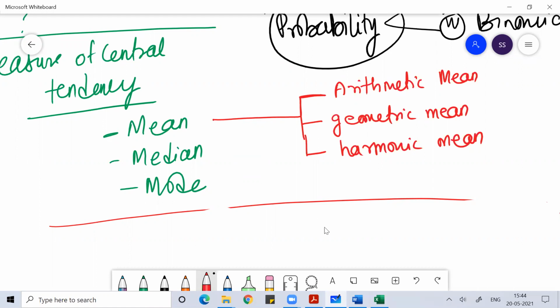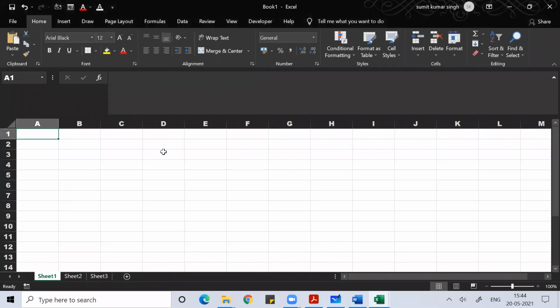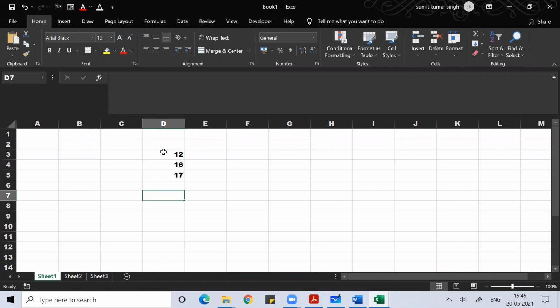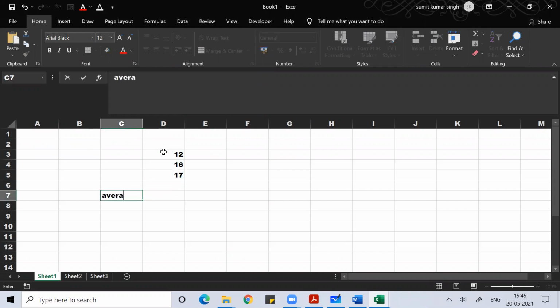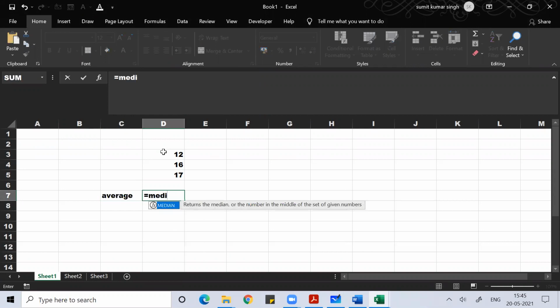I hope you understand it. Even in MS Excel, imagine I give you some random numbers and ask what the average is. Excel has a function for median, and when you look for mean, you can see geometric mean and harmonic mean, but there's no separate arithmetic mean. So in Excel, arithmetic mean means average only. I hope you can understand what I'm telling you.